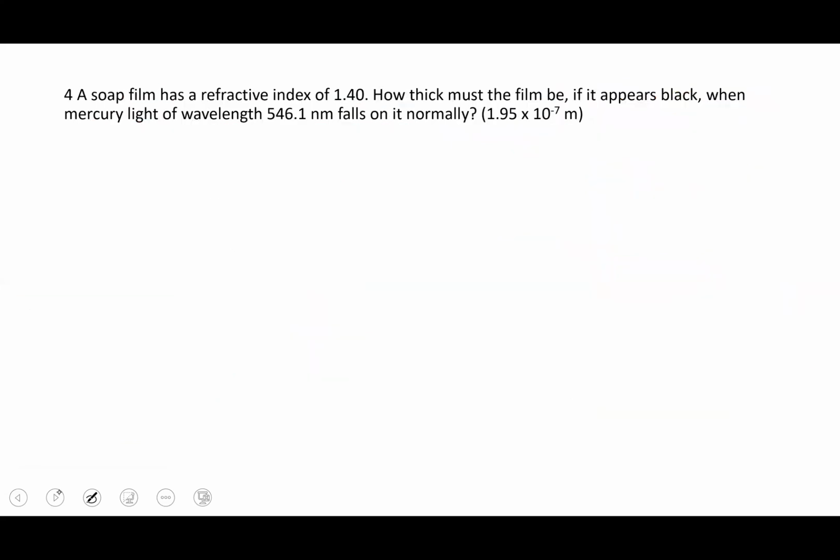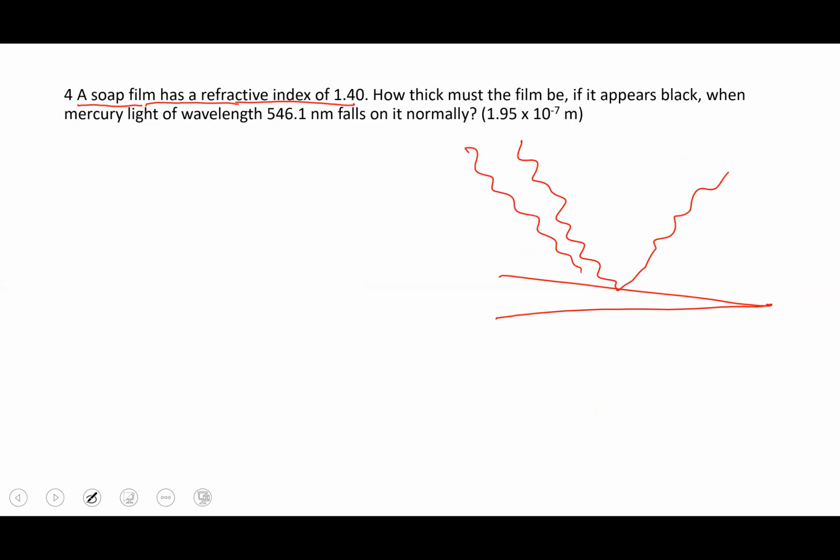Moving on to the fourth question, it says a soap film has a refractive index of 1.4. Let's say that we have two layers of, let's say, soap and air. If the light comes, it will reflect from here, and another light will come and take a longer path from here. Now in this situation, it says how thick must the film be if it appears black.